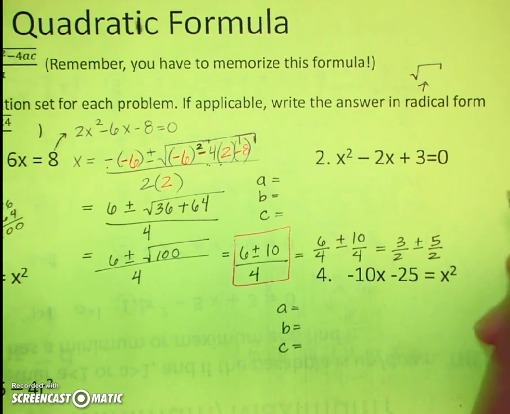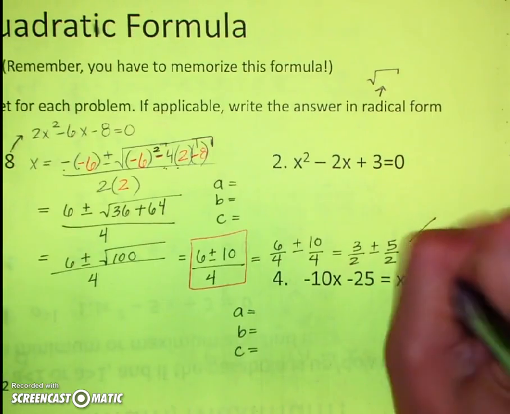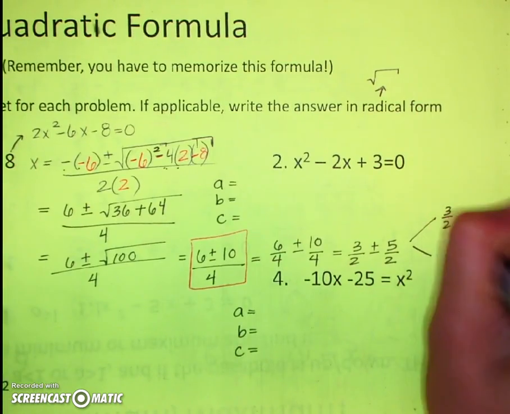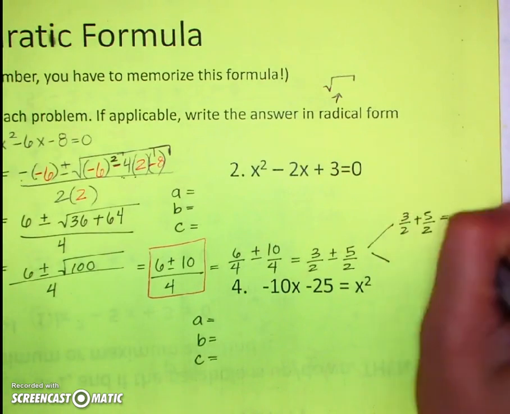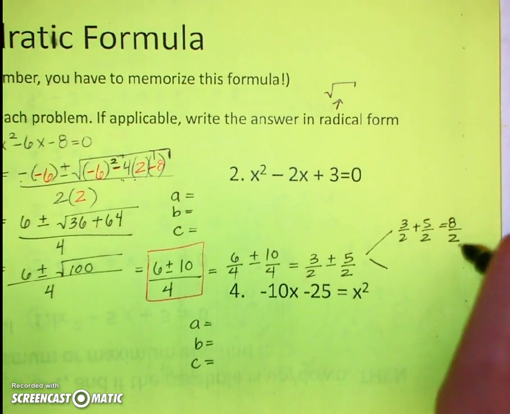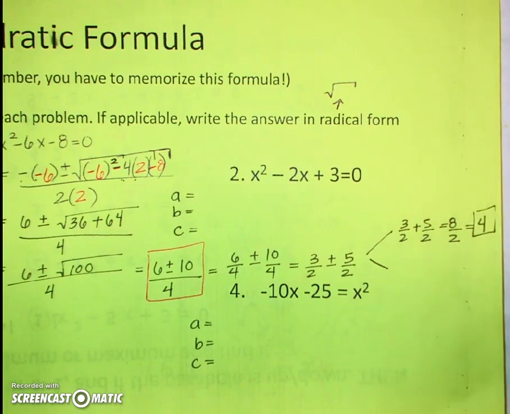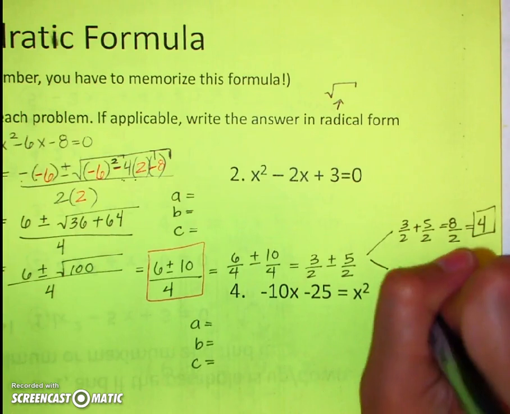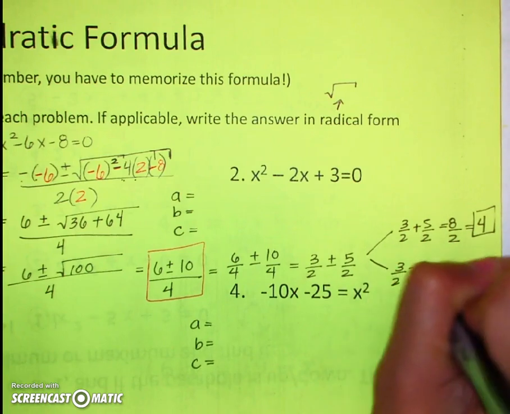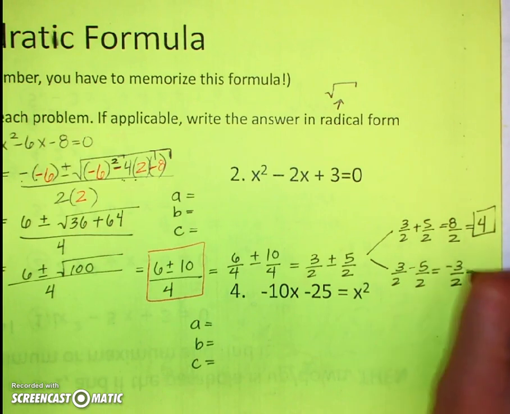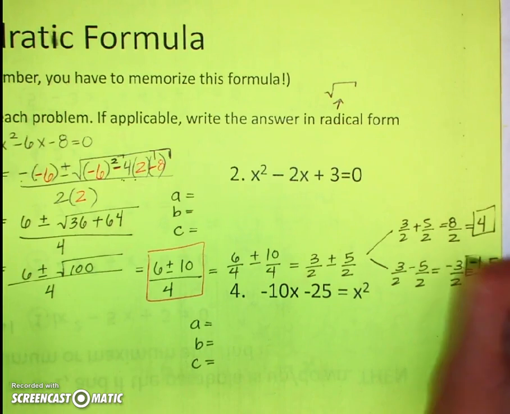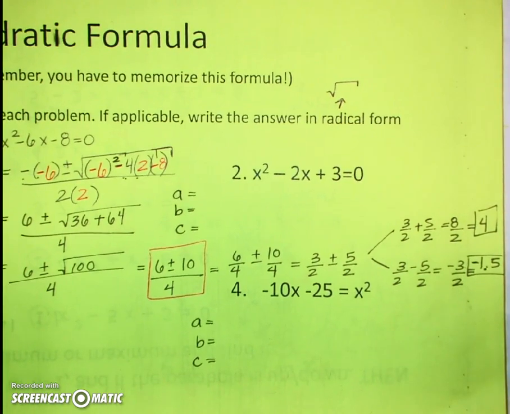So you would have two solutions. You would have 3/2 plus 5/2, which is equal to 8/2, and 8 divided by 2 is just 4. So that's a solution. And then you would have 3/2 minus 5/2, which is equal to negative 3 over 2, approximately equal to negative 1.5. And that's another solution.